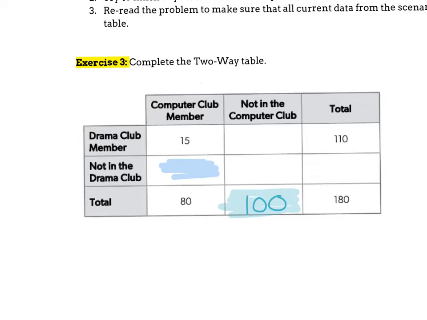So if 80 people are in the computer club, 15 of them are drama, 80 minus 15, that means 65 of them are not in the drama club. Additionally, I can come fill in this cell. If 180 people were surveyed, 110 of them are drama club, that means 70 of them are not drama club, which means 5 people, right? Because 70 minus the 65, 5 people are in neither.